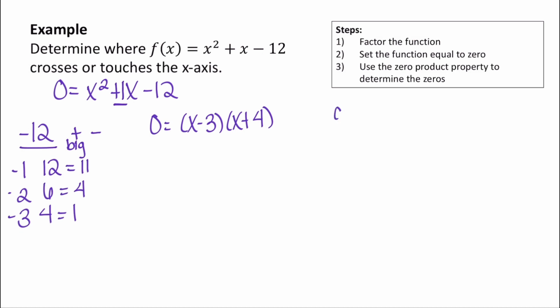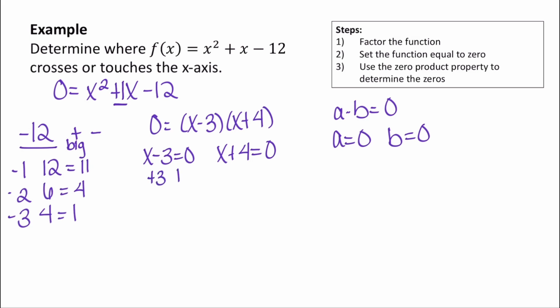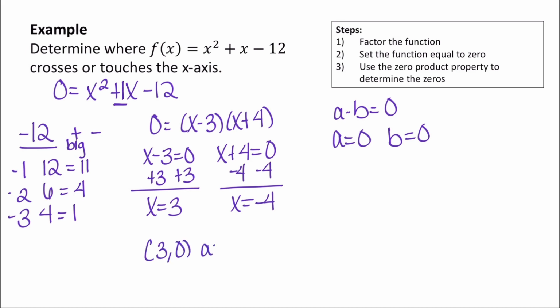Well, if two things multiply to equal 0, this is the zero product property. If a times b equals 0, that means either a equals 0 or b equals 0, right? Think about it. The only way to multiply two things together and get 0 is if one of them equals 0. So I'm going to set each factor equal to 0, and then solve for x. I add 3 to both sides, and I get x equals 3. Over here, I subtract 4 from both sides, which gives me x equals negative 4. So this is telling me that I have x-intercepts at (3, 0) and (negative 4, 0).